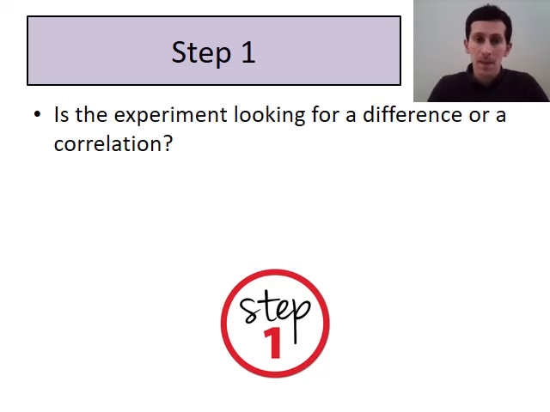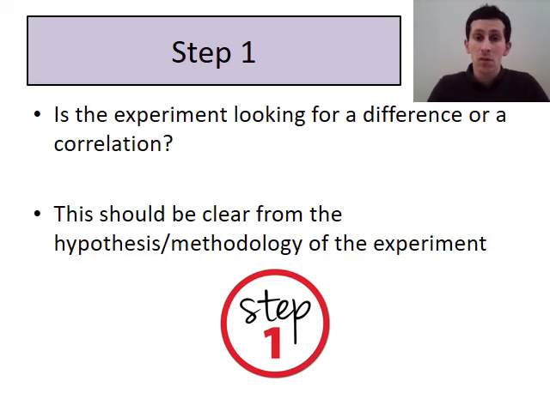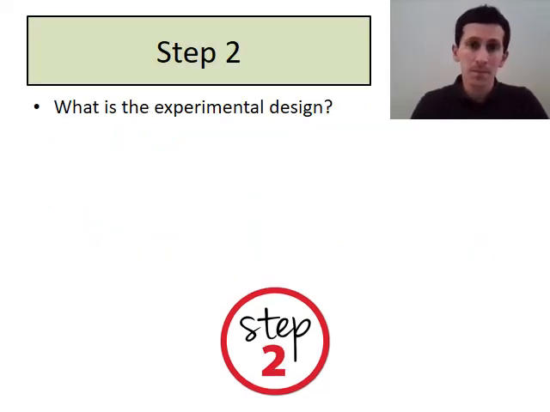So first step, is it an experiment or is it a correlation? This should be clear from the little stem that they give you. They'll tell you all about the experiment at the start, and they will also most likely give you a hypothesis, or they'll ask you to write one. And it should be clear from that whether you've got an experiment or a correlation. So you must know that straight away.